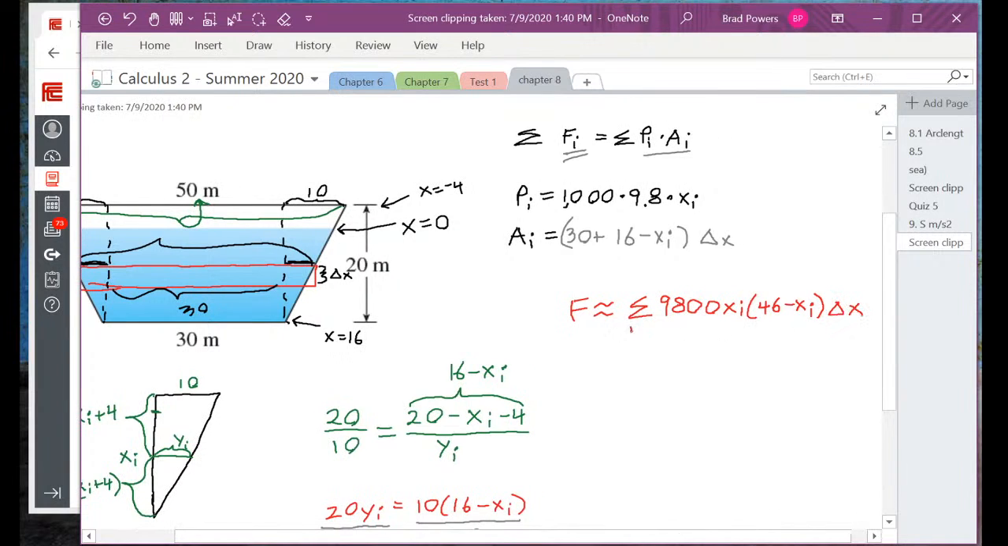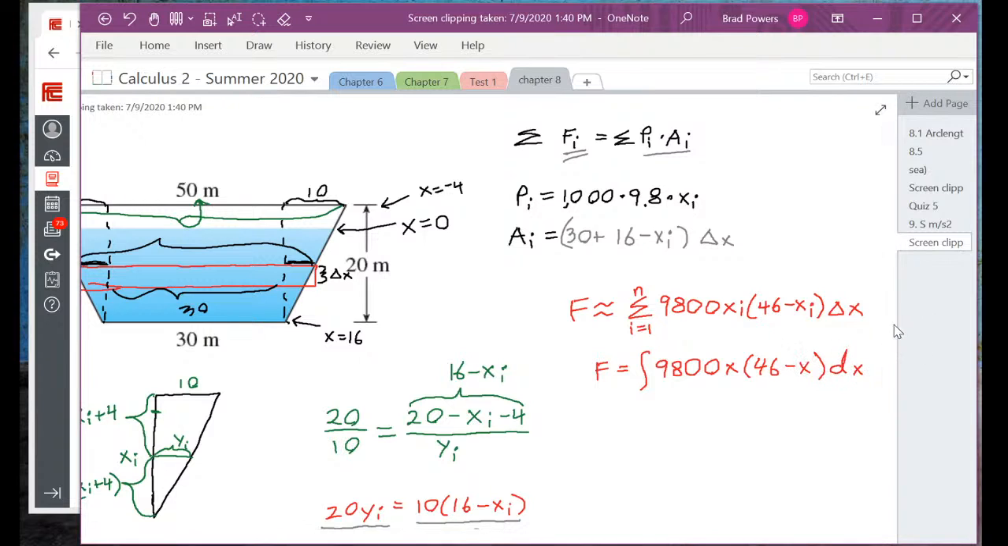And if we took that, let's say we had n number of triangles, 1 to n for I. This would get us about the force, but if we wanted it to equal the force, let n approach infinity, and that would get us our integral, which is going to be 9800 x times 46 minus x dx.